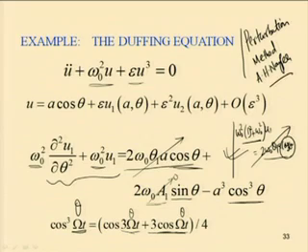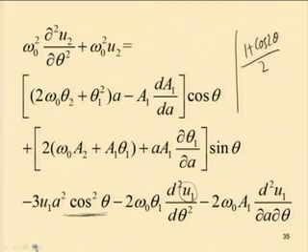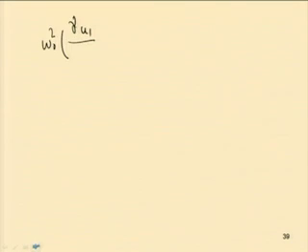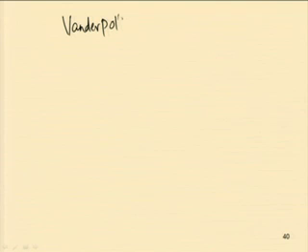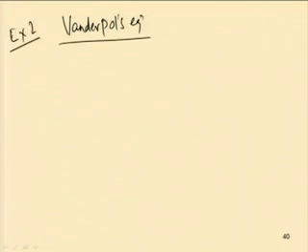So, we can take another example, that is the Van der Pol equation. Let us take the second example, the Van der Pol equation, and in this case also we can write the equation in this form. Example 2: u double dot plus u.